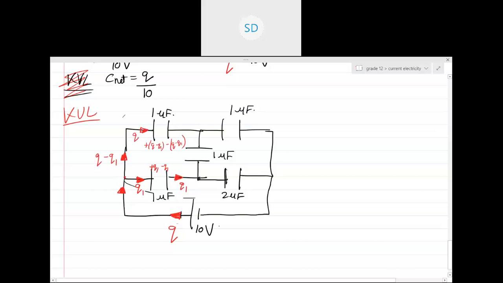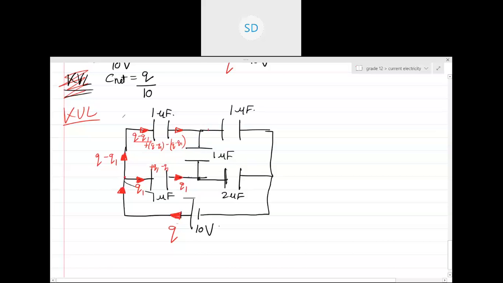Is it necessary to write all the charges on the plates? It's fine. If Q1 charge is flowing through this capacitor, then it is automatically understood that this will be the positive plate, so plus Q1 and minus Q1. If Q minus Q1 charge is flowing, this will be plus Q minus Q1 and this will be minus of Q minus Q1, right? So I'm not writing this charge again. So this Q minus Q1 comes over here.